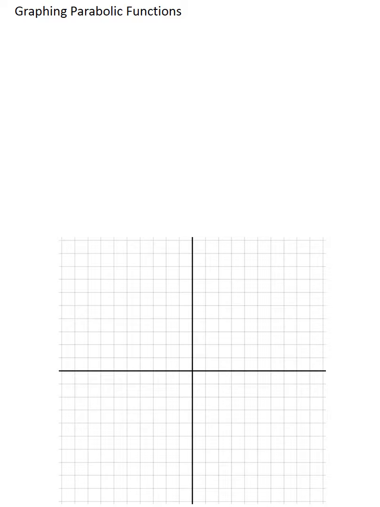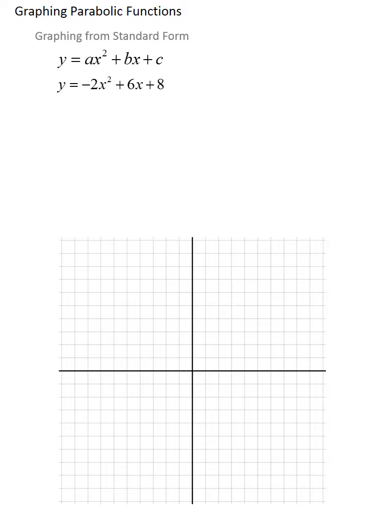Let's take a look at our first example of graphing a parabola in standard form. Here we have a parabola in standard form. Notice that it gives us an a, b, and a c value. And I'm going to guide you through finding the main characteristics of this parabola one at a time.